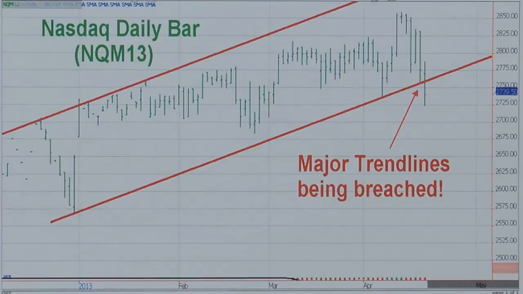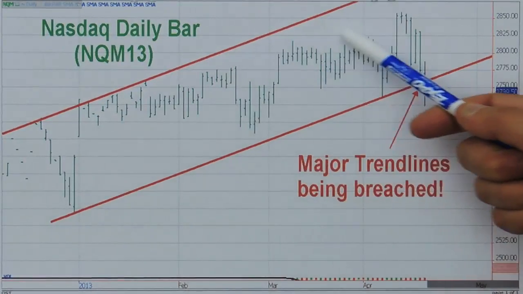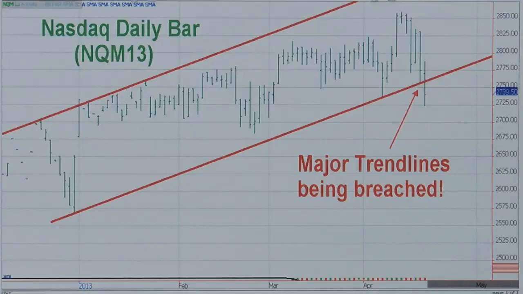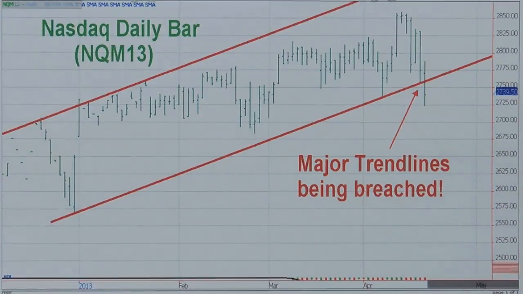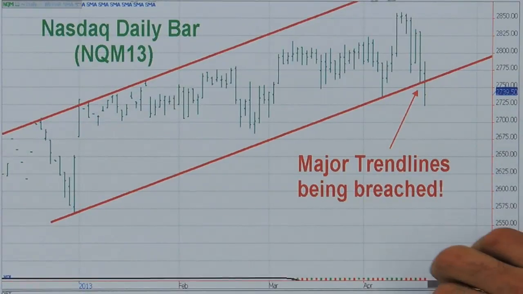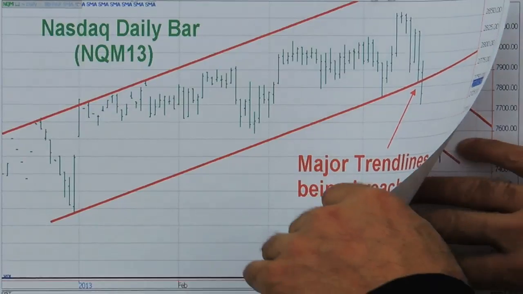Then we look at the NASDAQ, and even the NASDAQ is finally breaching its major support line. So, you know, we've got to look at this for what it is. Major trend lines are being breached. They were support. They are now going to probably act as resistance. So, traders, we have no choice. We are selling rallies, right?